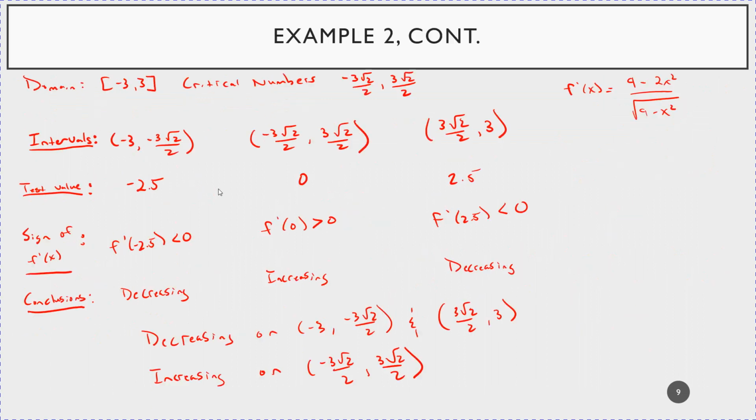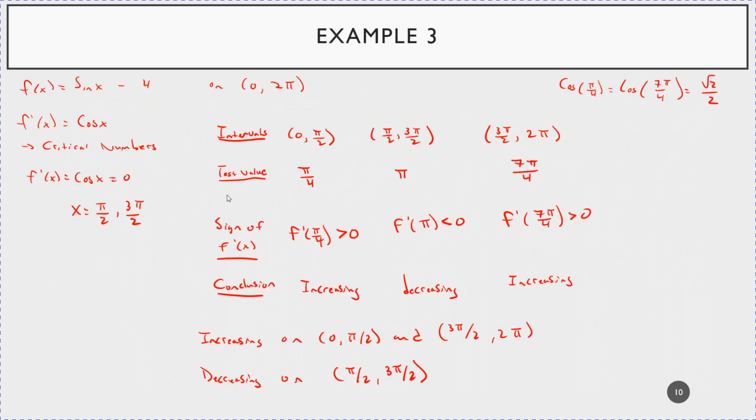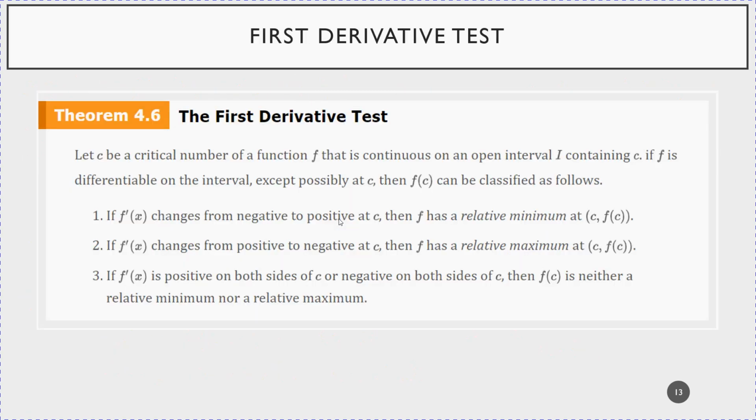Hopefully you see how this is all going together. Functions are increasing or decreasing, and then maybe they change, maybe they don't change. I don't know, we'll see at these critical numbers. So this first derivative test allows us to determine if we have a relative max or relative min based on that. So it goes like this.